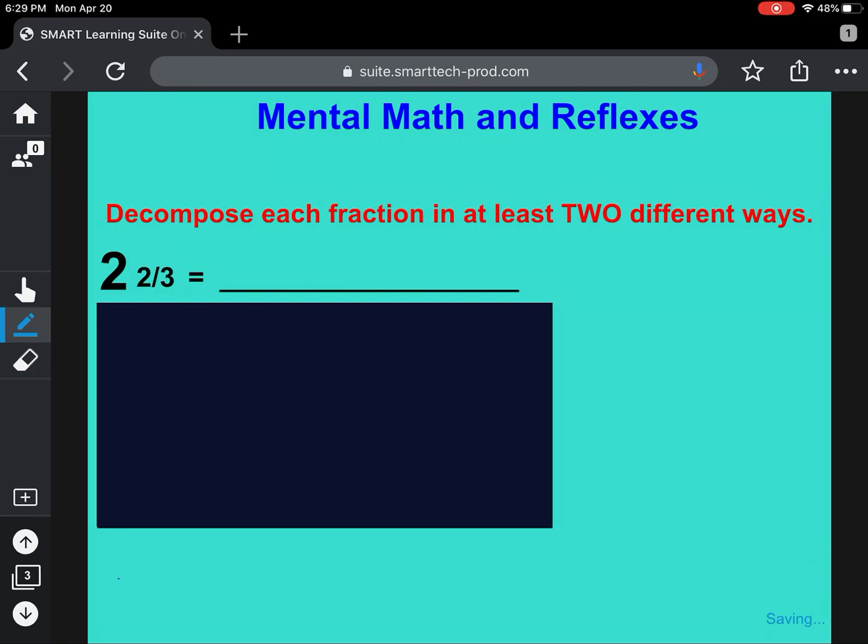If I was going to decompose 2 and 2/3, I probably would have tried to keep it pretty simple. I probably would have written 2 wholes plus 2/3. Or maybe even 1 and 1/3 plus 1 and 1/3. That's another way you could break it down. You might have even said, okay, how about 2 plus 1 plus 2/3? Those, I think, are all probably the easiest ways to decompose 2 and 2/3. If you had any of those written, pat yourself on the back. You did a good job.